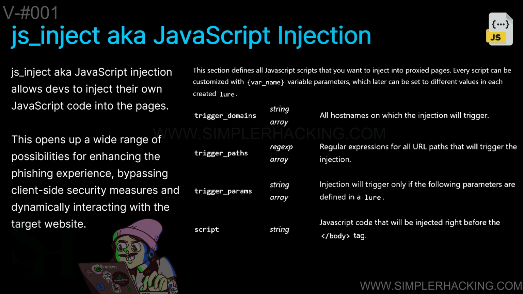Trigger parameters. This is where you define specific parameters that must be present for the JavaScript injection to occur. It's like setting conditions that need to be met within the lure for your script to run. It ensures that the injection only happens when certain criteria are fulfilled.